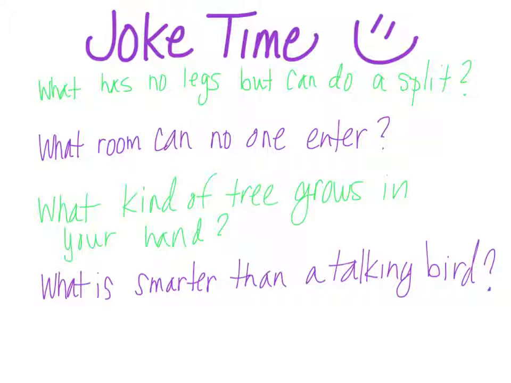The theme of this is jokes that can be found on Laffy Taffy. Here we go. What has no legs but can do a split? A banana. What room can no one enter? A mushroom. What kind of tree grows in your hand? A palm tree. And then lastly, what is smarter than a talking bird? A spelling bee. All right, see y'all in class.